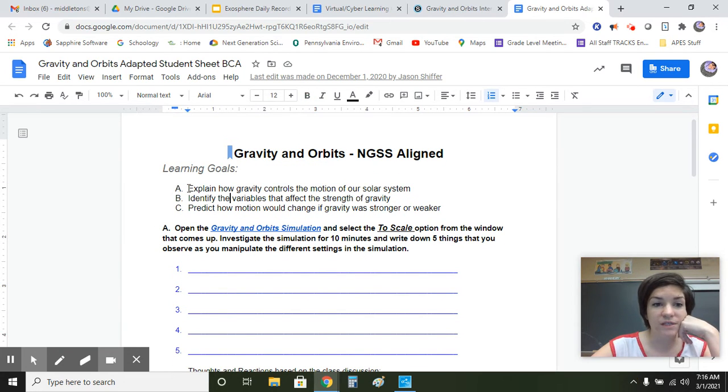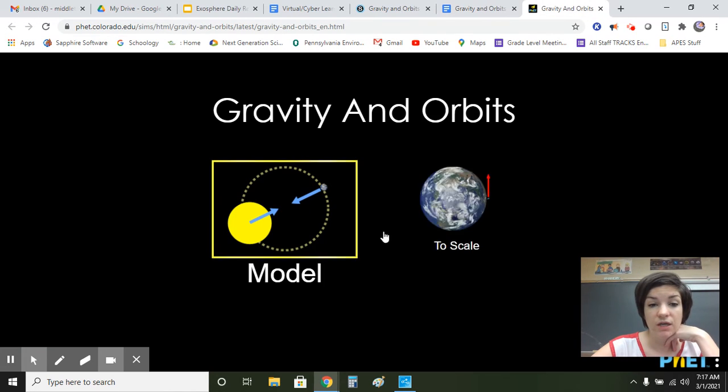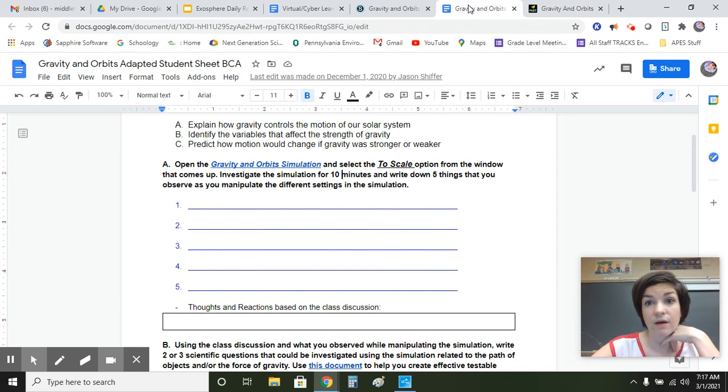So what you're doing with this, explain how gravity controls the motion of our solar system. You're supposed to identify the variables that affect the strength of gravity and predict how motion would change if gravity were stronger or weaker. So it says open the gravity and orbit simulator. So you're going to click on this link. And then you're going to select to scale. So if I'm looking, it has model or to scale. We want that one. Double click it and it'll open it up for you.